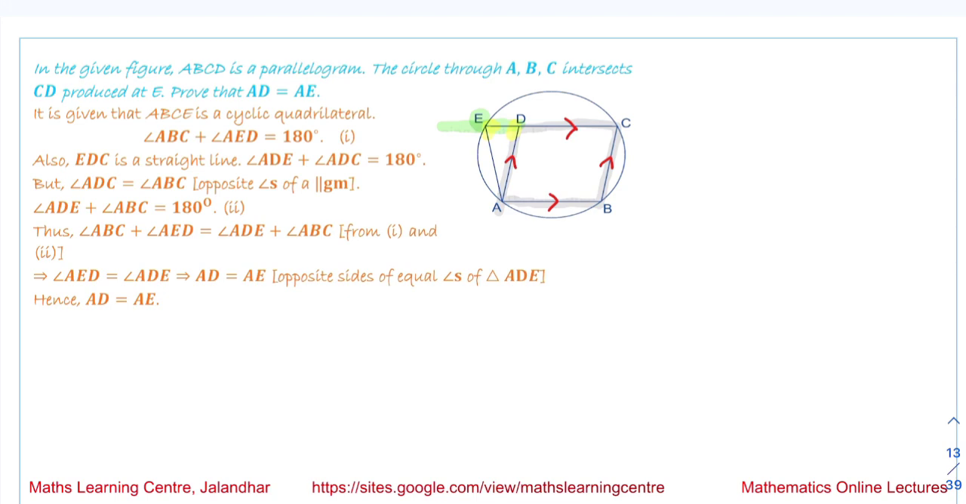Now ABCE is a cyclic quadrilateral. So the sum of the angle ABC and this angle, the sum of these two angles, will be 180 degrees.